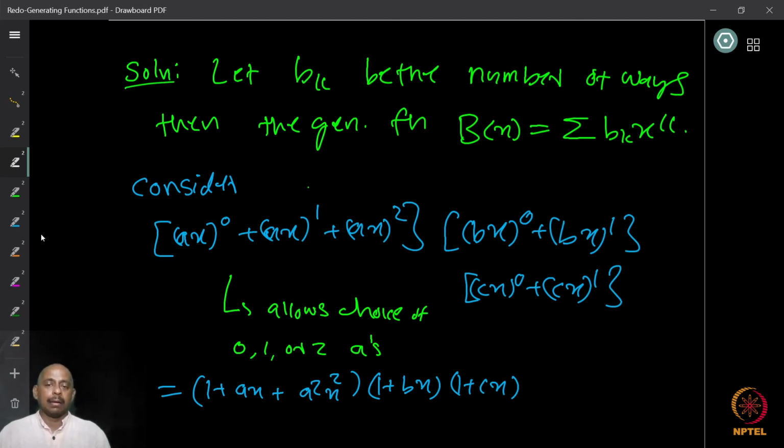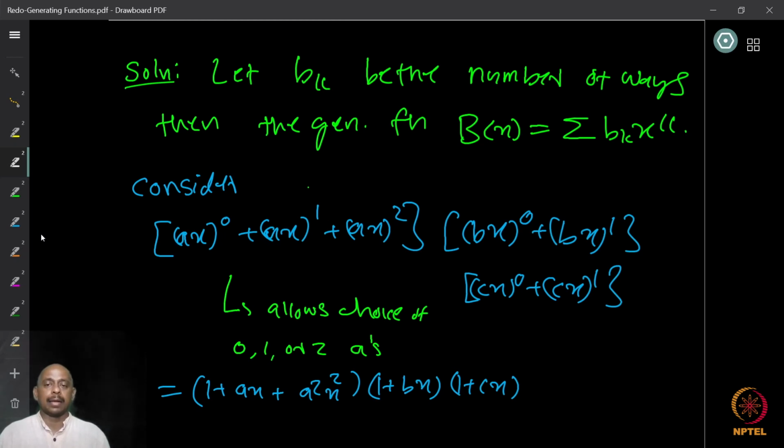And what does this choice represent? This choice represents that I have taken 1 a, because (ax) raised to 1. Then I have taken 0 b's, because (bx) raised to 0. Then I have taken exactly one type C object, which is (cx) raised to 1. I could get to 2 in another way maybe. I can choose (ax) raised to 2, (bx) raised to 0, and (cx) raised to 0.